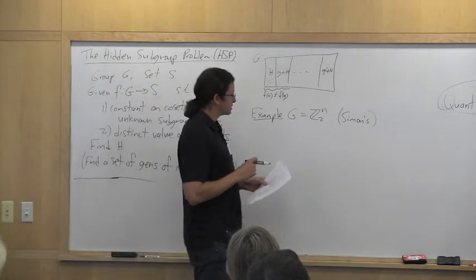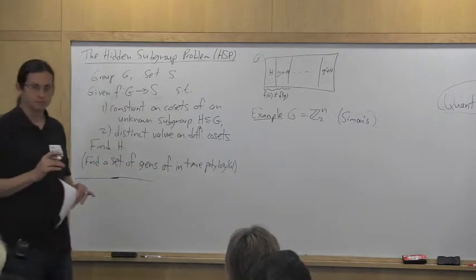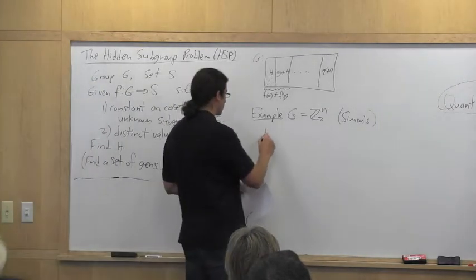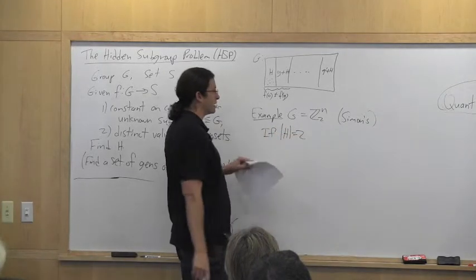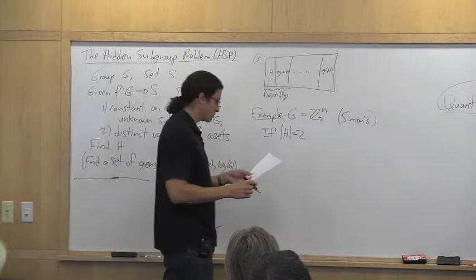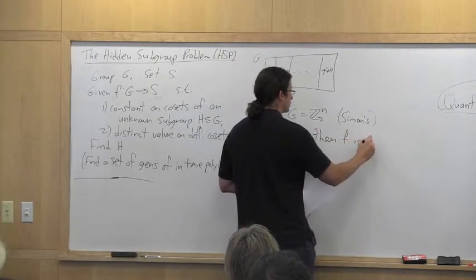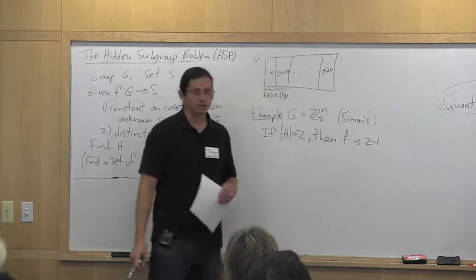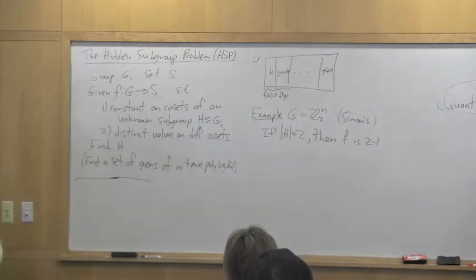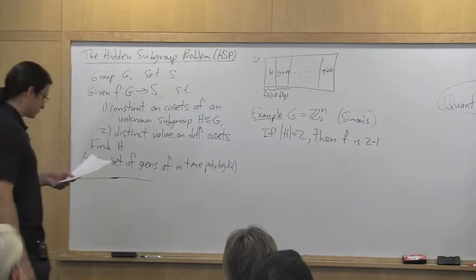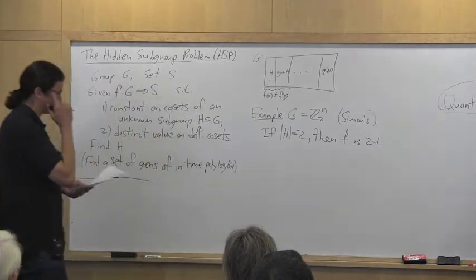Okay, so let's see how hard this is. So if you want to see that this is a hard problem, just consider an order 2 subgroup here. So if the size of H is 2, then f ends up being a 2-to-1 function. And to solve the problem, you'd have to find a collision. And you just have an oracle, so you can't do anything other than query. So this is a hard case classically.